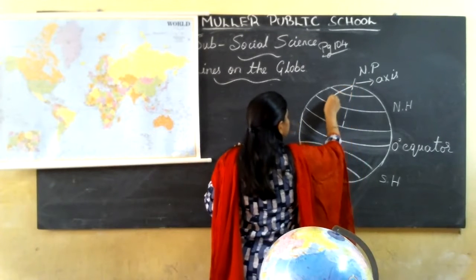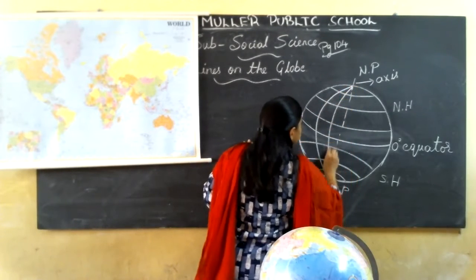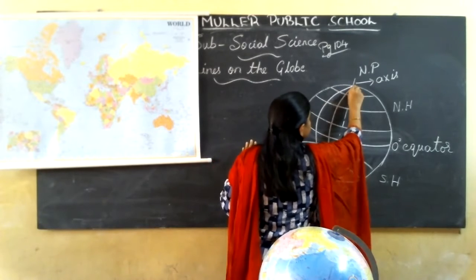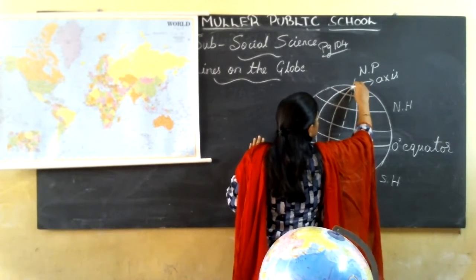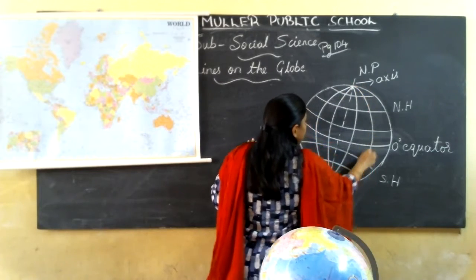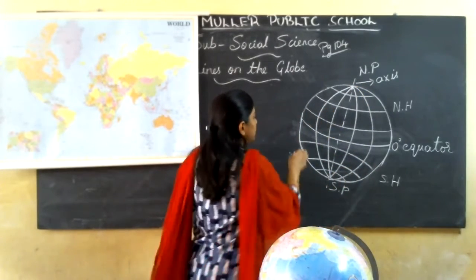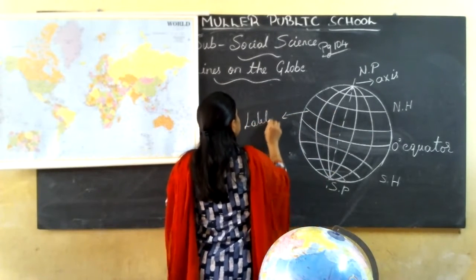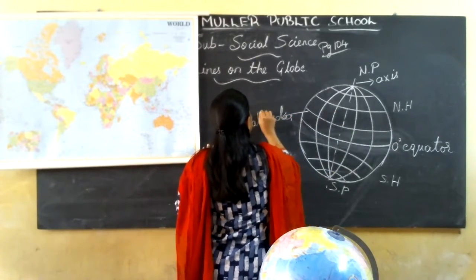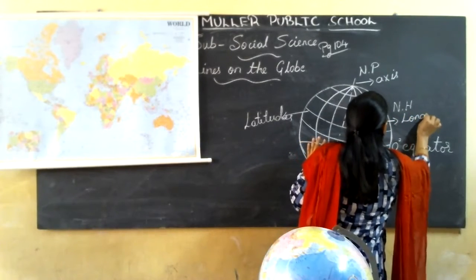And there is one more set of imaginary lines that meet at the poles. So the lines that are semicircles and run from the North Pole to the South Pole are called what? Longitudes. So the horizontal lines are latitudes and the vertical lines are longitudes.